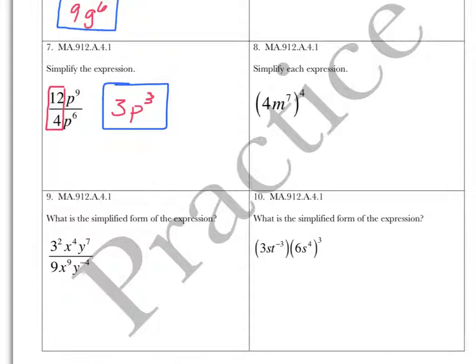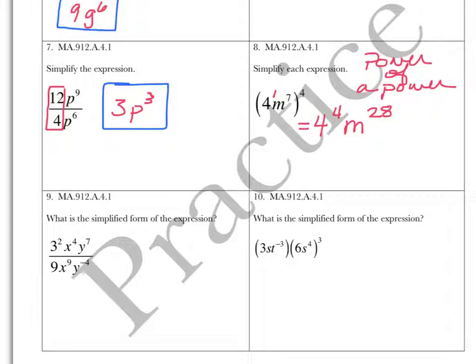Number 8 is power of a power. I'll just make a note here. Power of a power. And the rule is that the power goes to every exponent on the inside. And you have to know that the 4 has an exponent of 1. So when I take that 4 on the outside and I multiply it to the powers on the inside, I get 4 to the 1 times 4 power, so that's 4 to the 4th. And then m to the 7th times 4 is m to the 28.